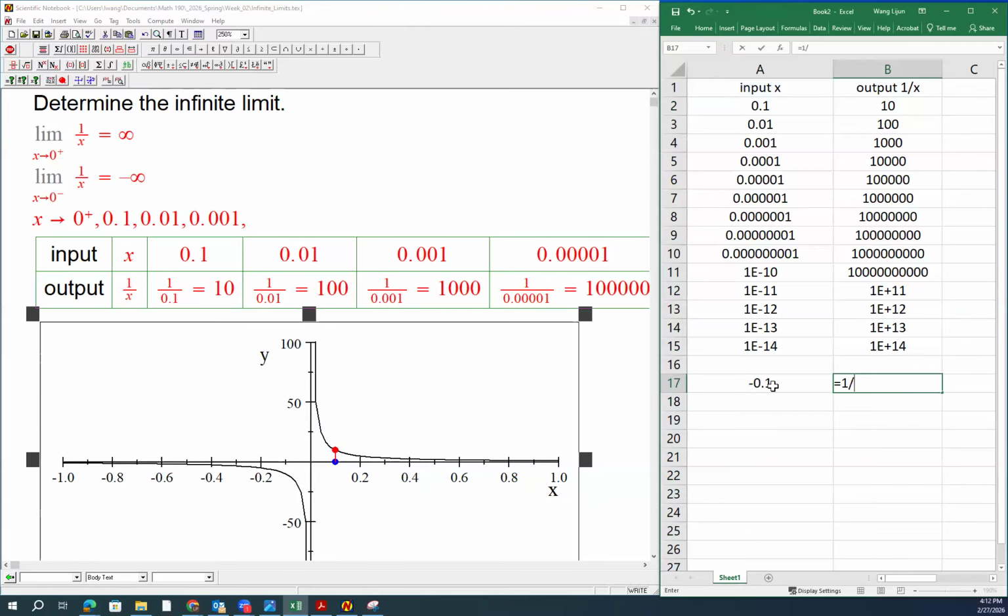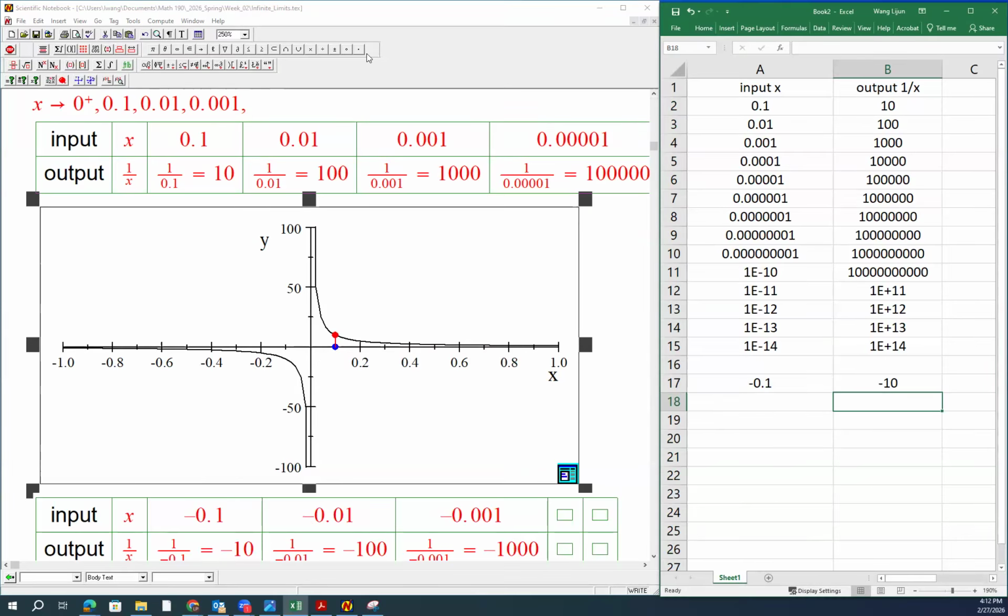1 over this output. That's the output, negative 10. Okay, so this is going to be approaching from the negative number side. Now if we have an input which is negative 0.1, the output will be negative 10. If we have negative 0.01, which is divided by 10, the output will be negative 100, right?